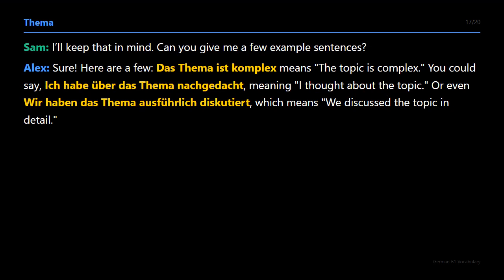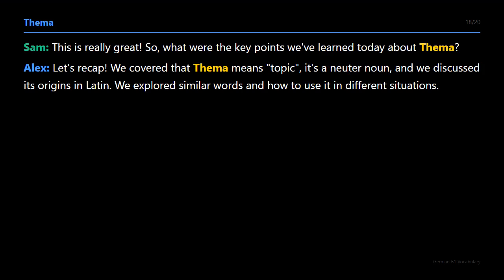Can you give me a few example sentences? Sure. Here are a few. Das Thema ist komplex. Means the topic is complex. You could say, Ich habe über das Thema nachgedacht, meaning I thought about the topic. Or even, Wir haben das Thema ausführlich diskutiert, which means we discussed the topic in detail. This is really great.